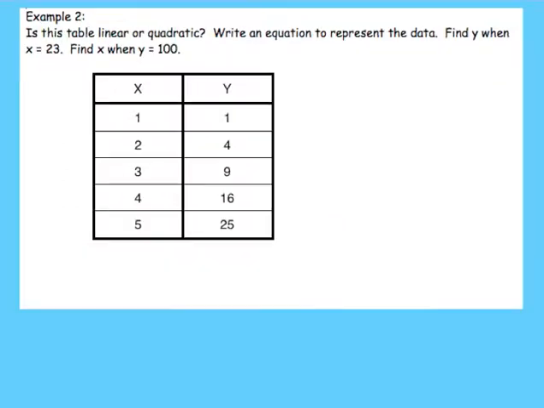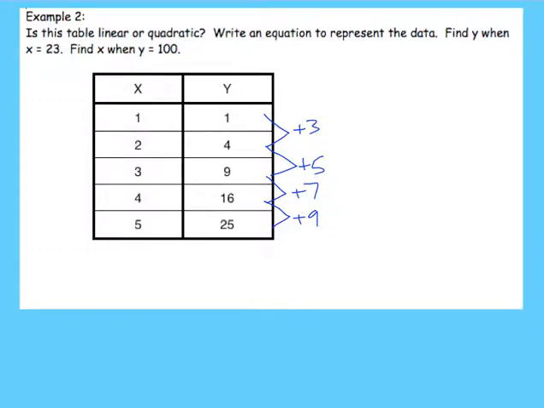But I want to show you this other one. Notice these all change by 1, so we're good there. Let's get the first rate of change. That's plus 3. From 4 to 9 is plus 5. From 9 to 16 is plus 7. From 16 to 25 is plus 9. So the first rate of change is not the same.